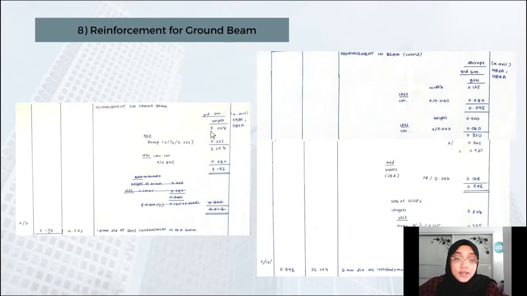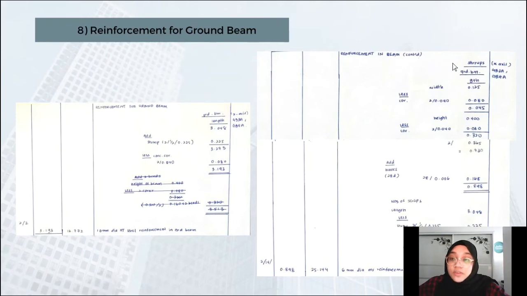So the length is 3.048, and we have to add the stump, and then we have to minus the concrete cover from the left and right side. So you got this one, and then we have to times 2 because it's located at 2 locations, and then another 2 is the left and right side. So we got this one. So this is 10 mm diameter steel reinforcement in ground beam.